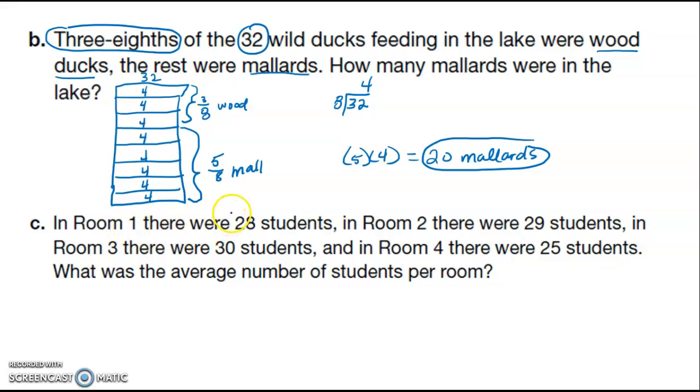All right, in room 1, there were 28 students. In room 2, there were 29. In room 3, there were 30. Room 4, there were 25. What is the average number of students per room?